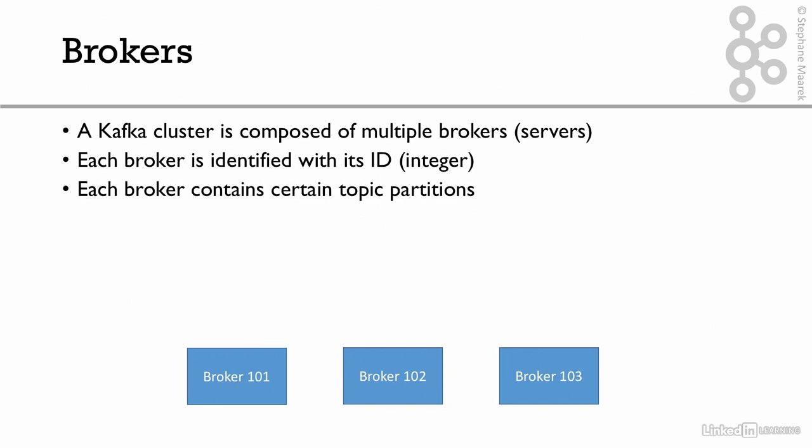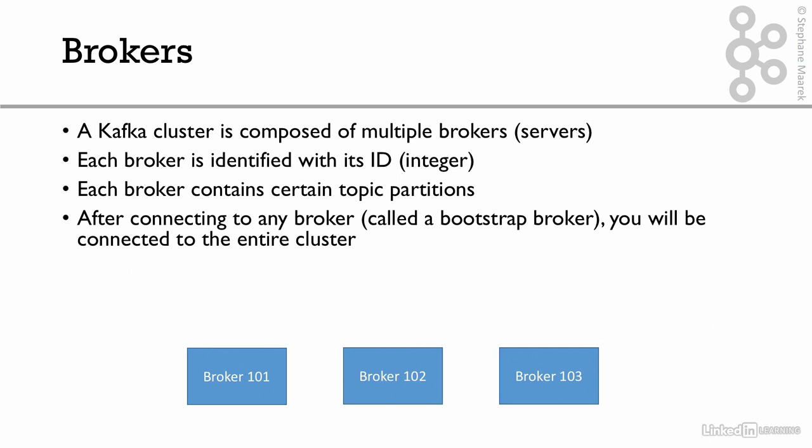Now, each broker will contain only certain topic partitions. So we'll see how they get assigned in the next slide. But basically, each broker has some kind of data, but not all the data, okay? Because Kafka is distributed. There's a whole lecture dedicated to it, but just know about it. When you connect to one broker, or any broker, they're called bootstrap broker, you're connected to the entire cluster. So in Kafka, when you connect to one Kafka broker, you're connected to a cluster, even if you have 100 brokers in it. We'll see how that works later on.